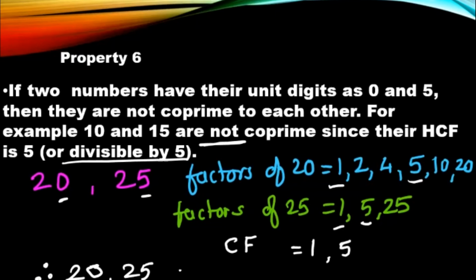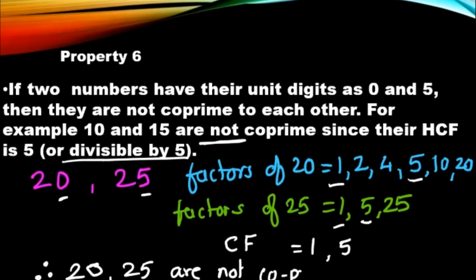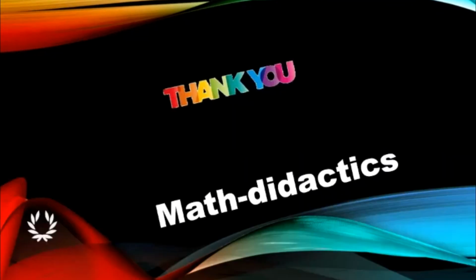And so we can write down 20 and 25 are not co-prime numbers. So children, today we have seen what co-prime numbers are and their properties. And I hope you learned these things very clearly.